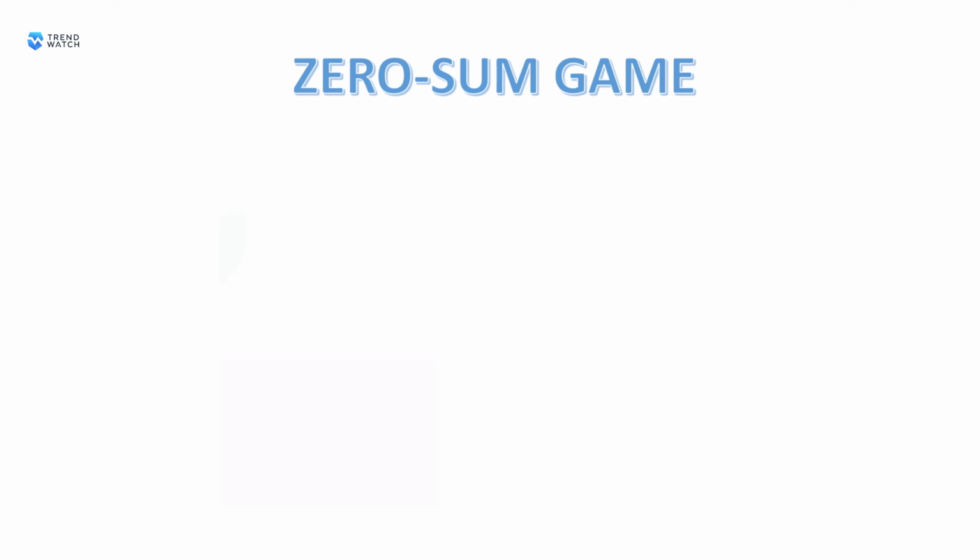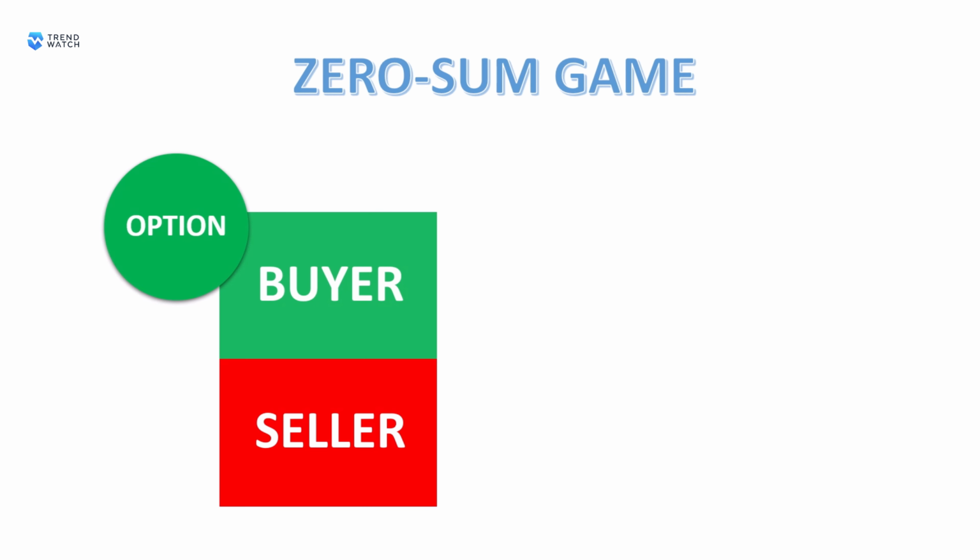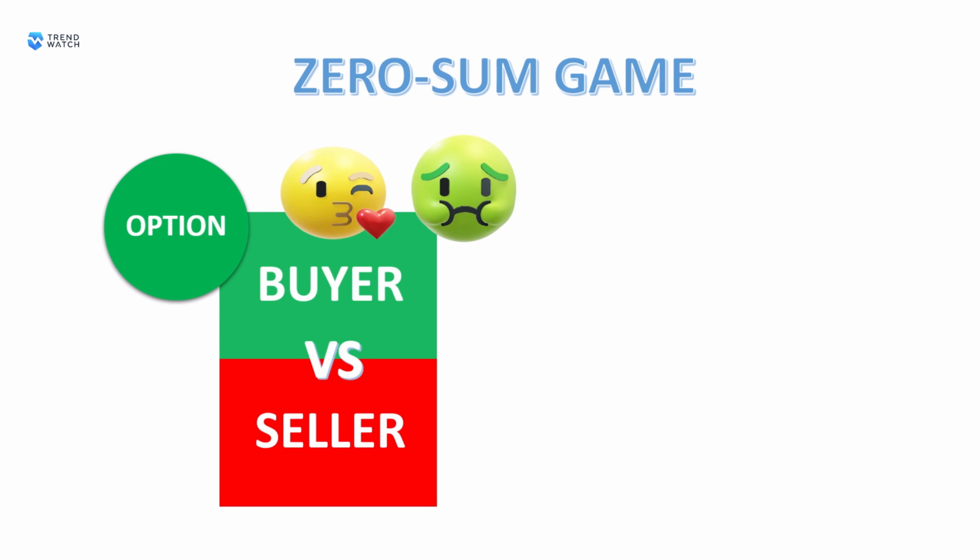In previous tutorials, you may have heard that options trading is a zero-sum game. In this scenario, buyers and sellers are on opposite sides. One party's gain is another's loss. They have differing motivations and perspectives on the same underlying asset.